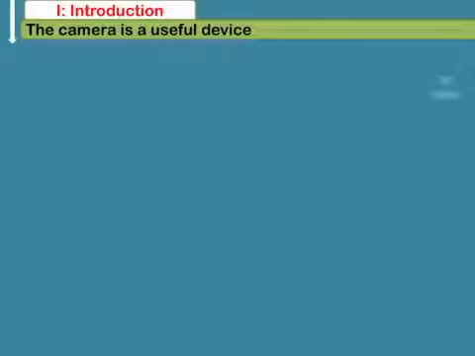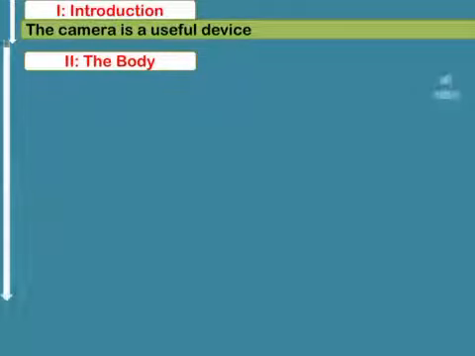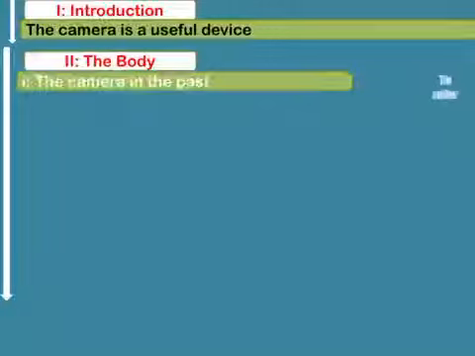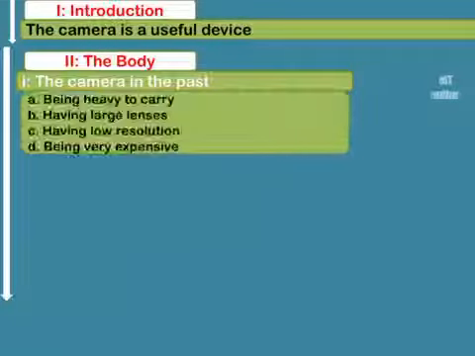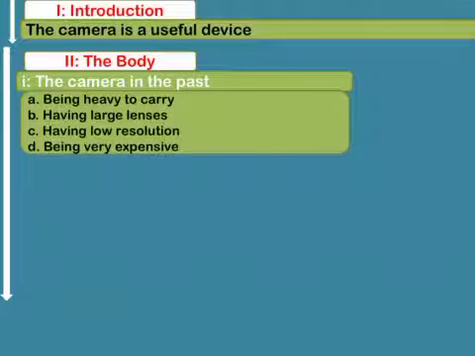For this topic, I have prepared a sample for you. For the introduction, for example, here we need a general statement, so you can say the camera is a useful device. And then we start with the body. The first idea is the camera in the past, and then we have the supporting ideas. And I told you that the supporting ideas should be parallel to each other.